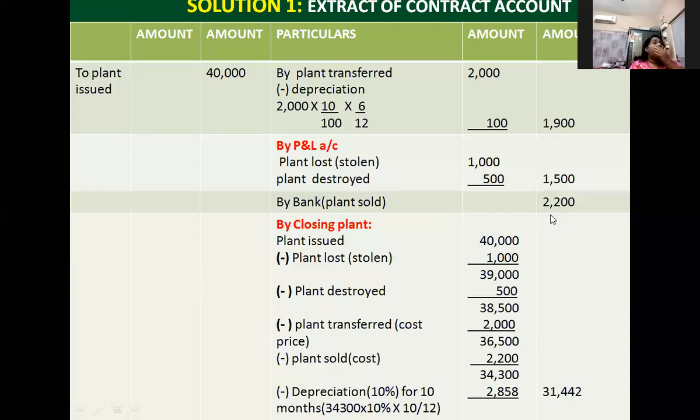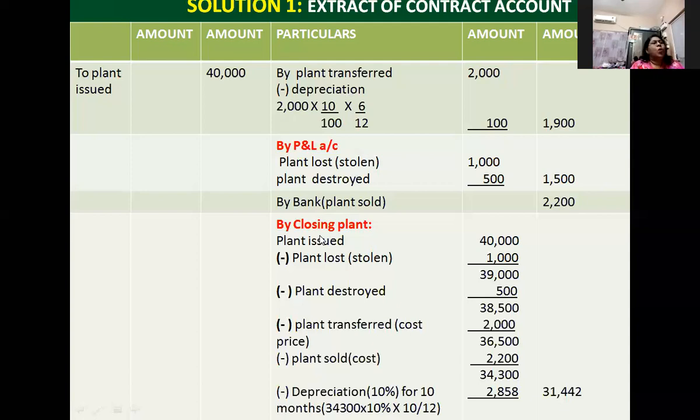In case you are having any profit or loss, profit is to be debited, and loss must be credited. We have one more problem like that, which we will discuss next. I think you understood the first three transactions on the credit side. The last transaction on the credit side is the closing value of the plant.